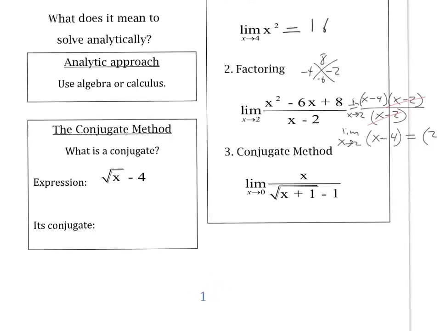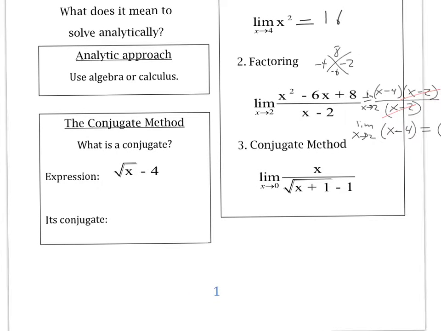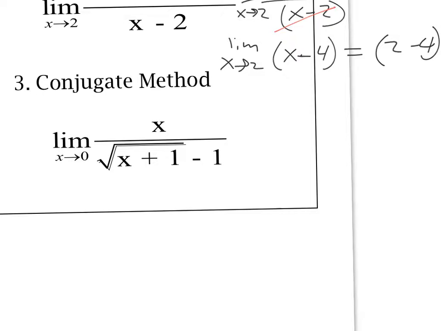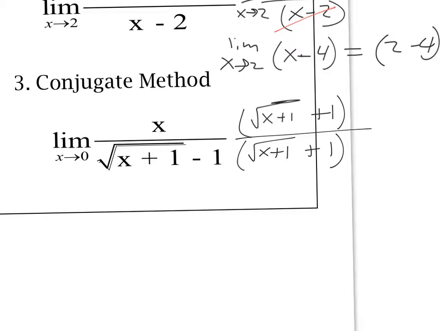The conjugate method. Remember what a conjugate is. Here we have the square root of x plus 1 minus 1, so its conjugate would be the square root of x plus 1 plus 1. So as we go to do the conjugate method, and look at this problem, I'm going to multiply by its conjugate, but I'm going to do it on the top and the bottom. So I'm going to do the square root of x plus 1, and that's inside the square root. And then since this is a minus right here, now I'm just going to say plus 1 on the outside. And I do the exact same thing on the bottom.